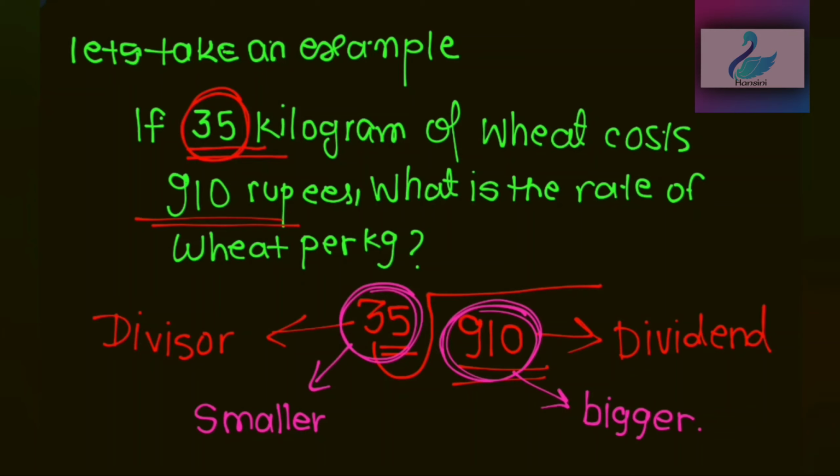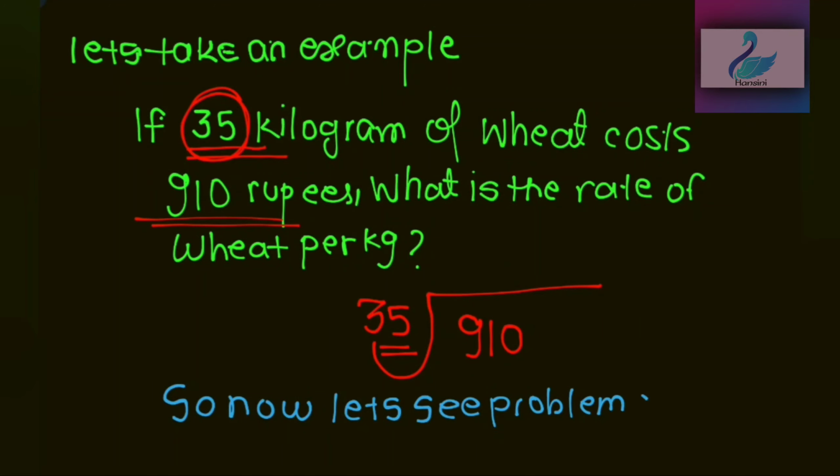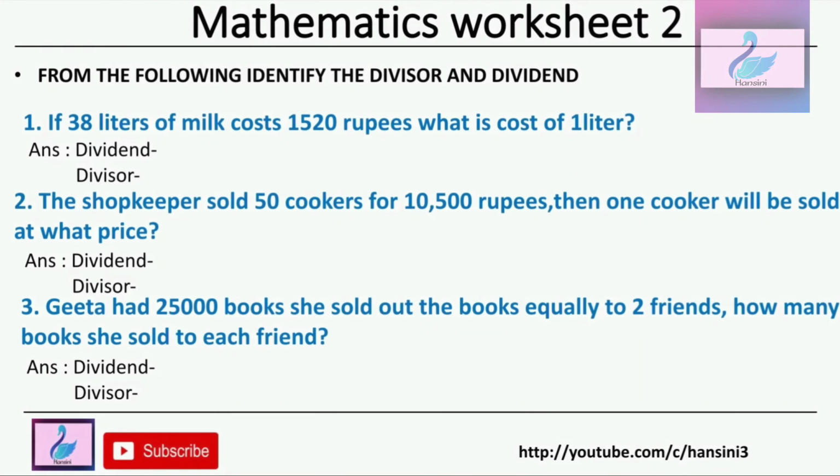So now if you read the question, 35 is smaller, 910 is greater. And one more thing, the question is asked for per kg. So it will definitely be a division word problem. So the divisor you got, the dividend you got, and you know per kg is the sum for division. So now it's easy to solve a word problem. So now let's see the problem set.